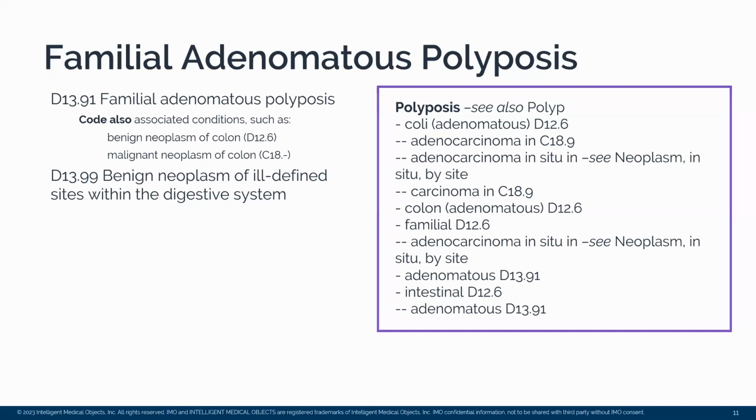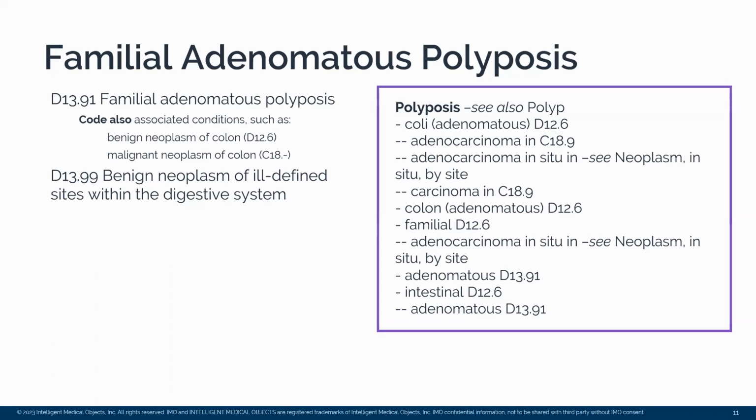So to appropriately report a familial adenomatous polyposis diagnosis, you'll need to assign D12.91, and you see that there's an instructional note from my little tabular excerpt to code also whether those are benign or malignant.